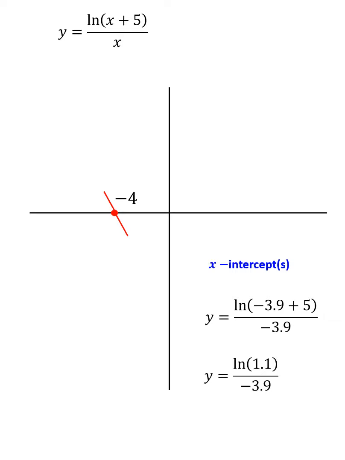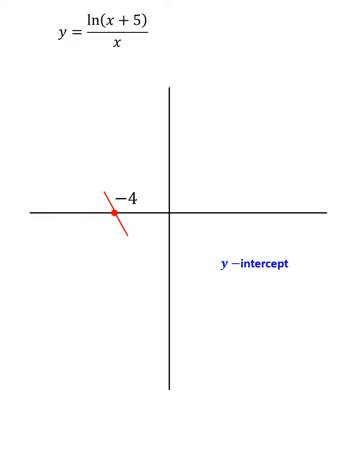So that's the first of 4 key features of this graph. Let's go to the second key feature, which is the y-intercept. In general, y-intercepts are found by plugging in x equals 0, which I've done here. But this quantity doesn't exist. Why not? Because you can't divide by 0. And since that quantity doesn't exist, then there must not be a y-intercept to this function.